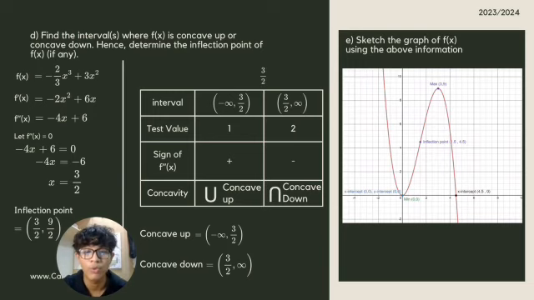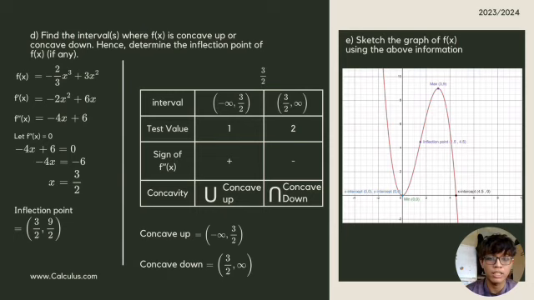And then for the next step, we have to do the table again. What we have here is interval, test value, sign of f double prime x, and concavity. For the interval, we put negative infinity to 3 over 2, and the next column is 3 over 2 until infinity. For the test value, we choose 1 and 2. For the sign of f double prime x, we got plus and negative. For concavity, the plus sign is concave up and the negative sign is concave down.